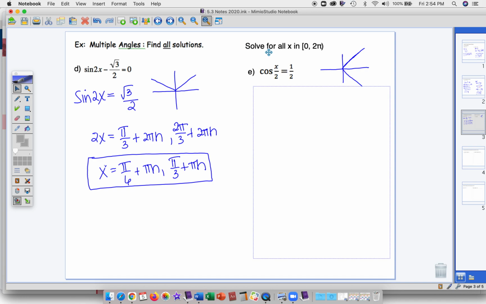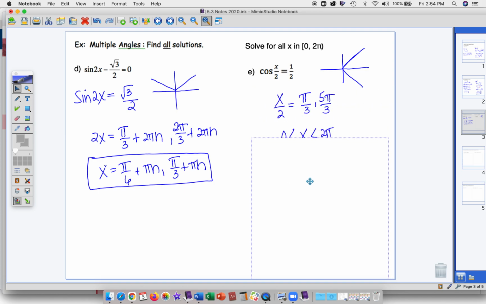Here we have a change in instruction. We're going back to the interval from 0 to 2 pi. So if I have cosine of x over 2 equals a half, cosine is positive in quadrants 1 and 4. My angle is pi over 3. So I have pi over 3 and 5 pi over 3. That's what x over 2 equals.